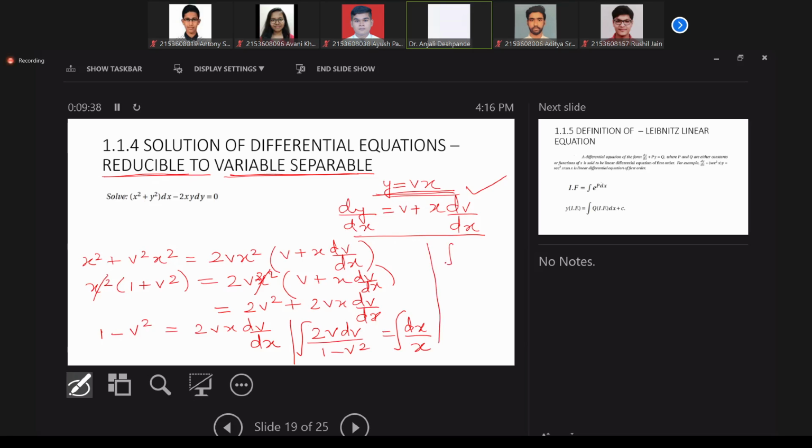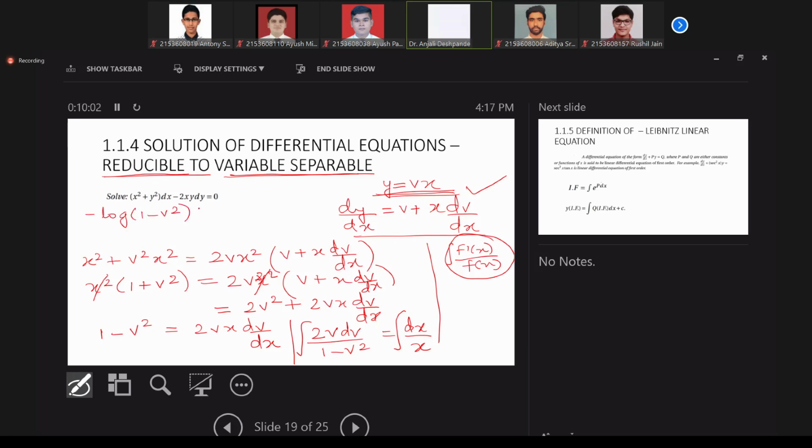You might be knowing the integral of f dash x upon fx, what it is. Log of fx. So what will you get over here? Integration. So the derivative of 1 minus v square is minus 2v. So that is why we are going to have minus log of 1 minus v square over here.